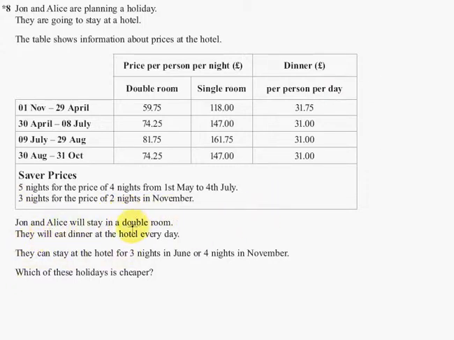John and Alice will stay in a double room. Okay, so they'll stay in a double room. They will eat dinner at the hotel every day. Okay, they can stay at the hotel for 3 nights in June or 4 nights in November. Which of these holidays is cheaper?